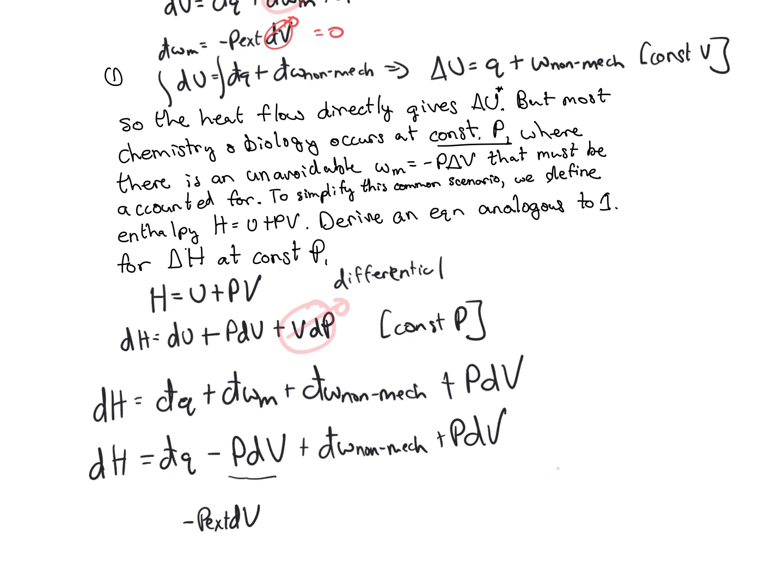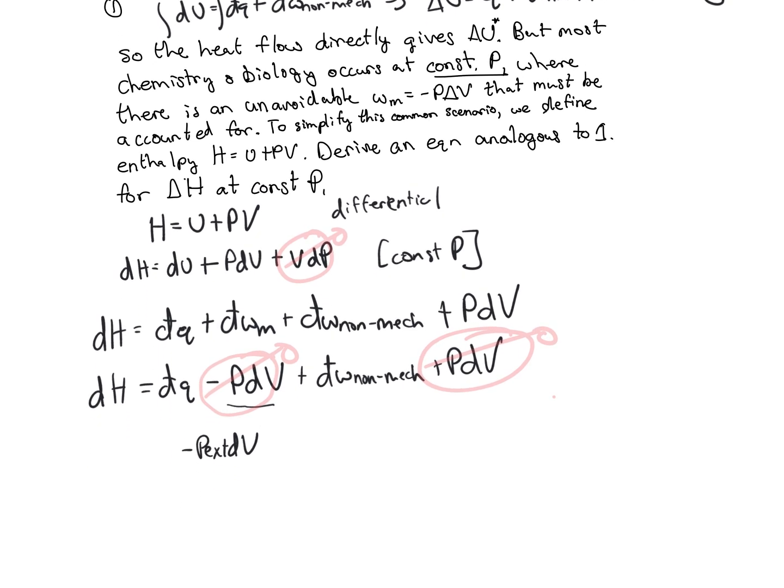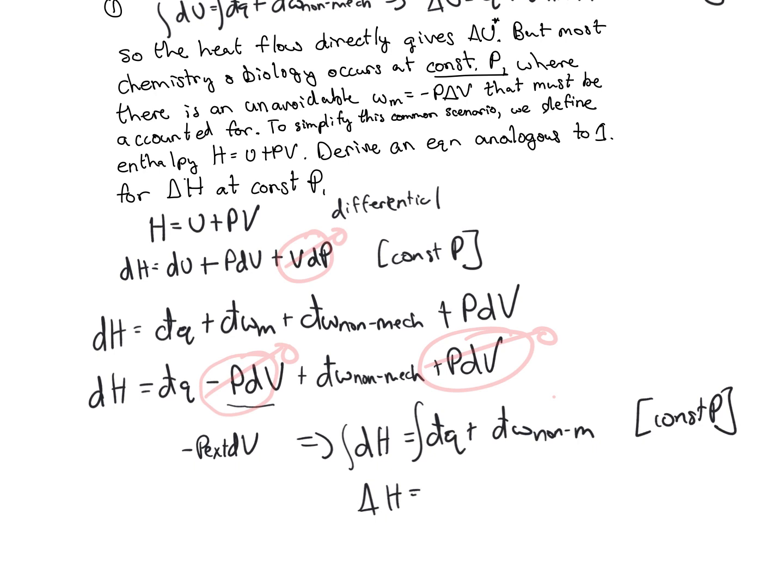The reason enthalpy was useful for us to define is that this minus PdV and plus PdV cancel exactly. We get a final answer, dH is equal to d bar q plus d bar work non-mechanical. This is true at constant pressure. Again, we can write this in the integrated form, integrate both sides, and get delta H is q plus work non-mechanical. And again, I'll include the caveat there: constant pressure.